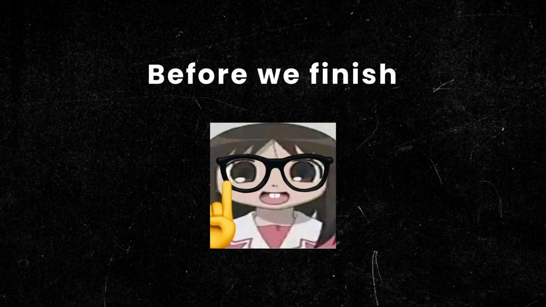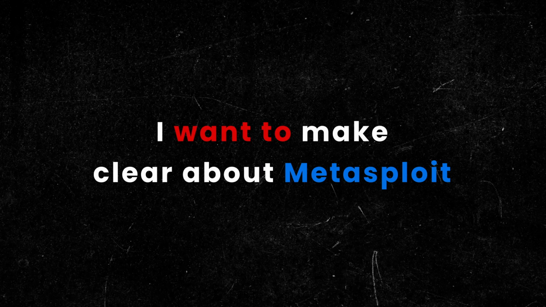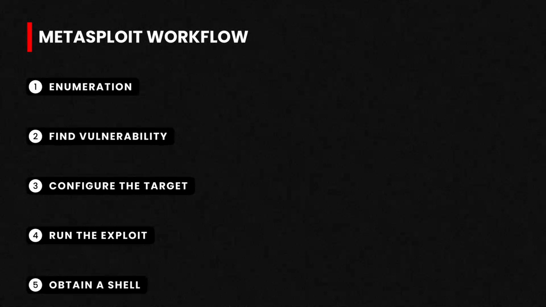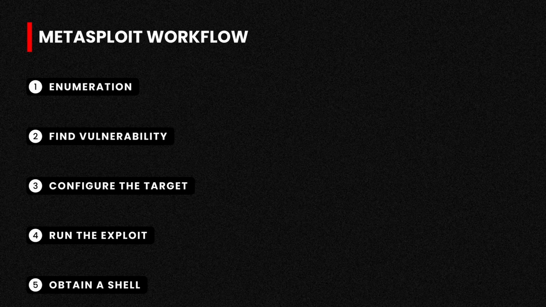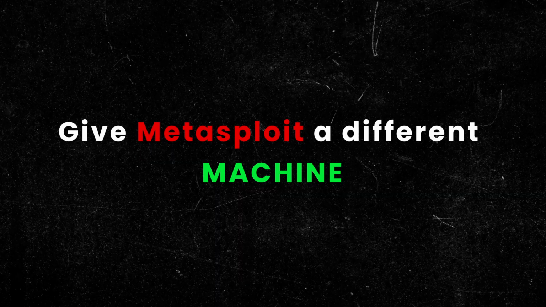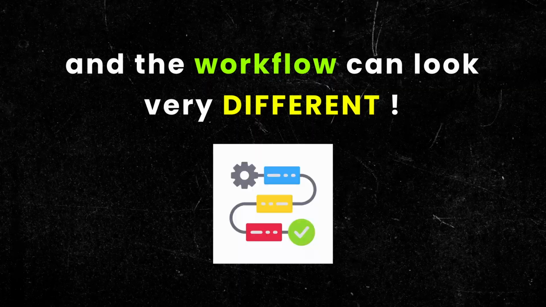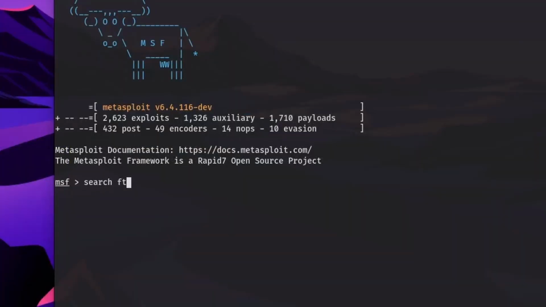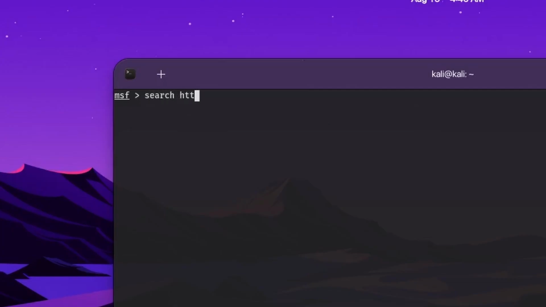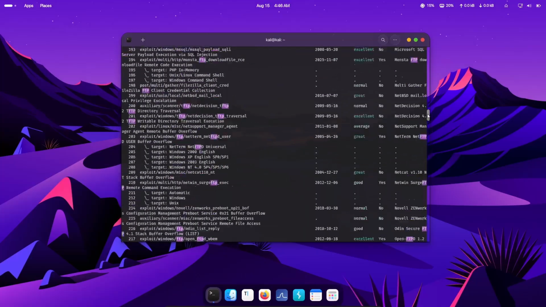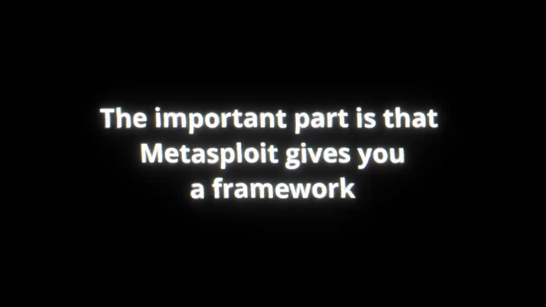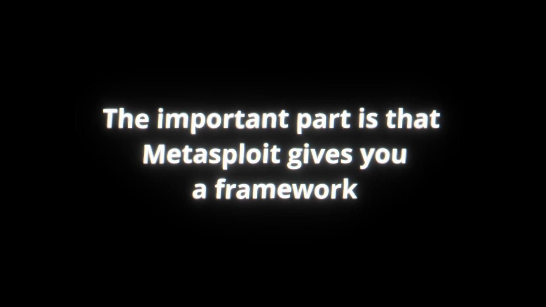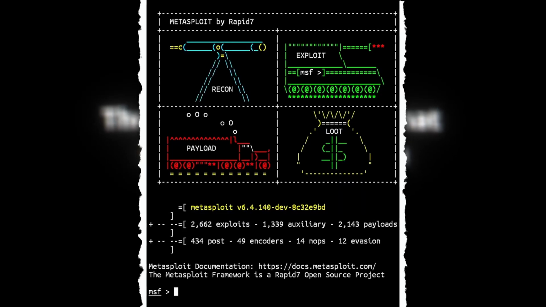Before we finish, there is one thing I want to make clear about Metasploit. What we just did isn't the Metasploit method. SMB was simply the vulnerability we chose on this particular target, on this particular video. Give Metasploit a different machine and the workflow can look very different. You might be dealing with an FTP service. You might find a vulnerable web application. You might find an old version of a remote service. You might even have a completely different type of vulnerability. The important part is that Metasploit gives you a framework for working with all these different modules.